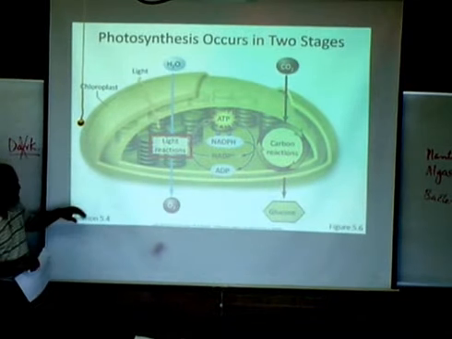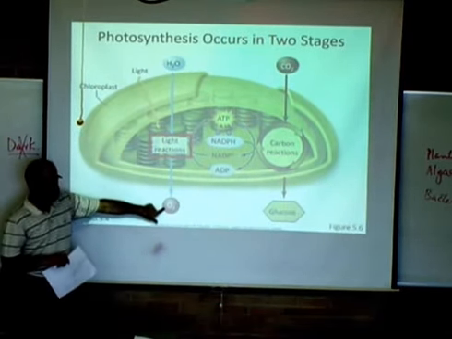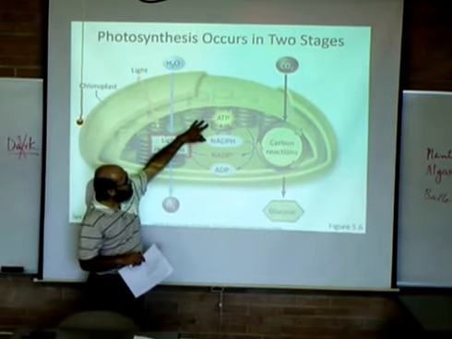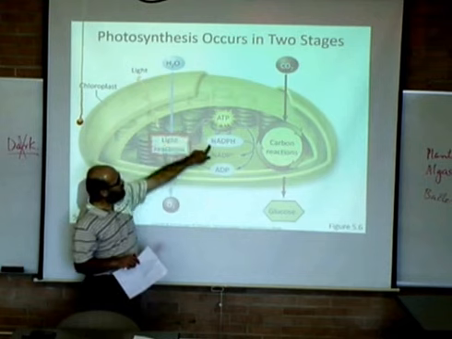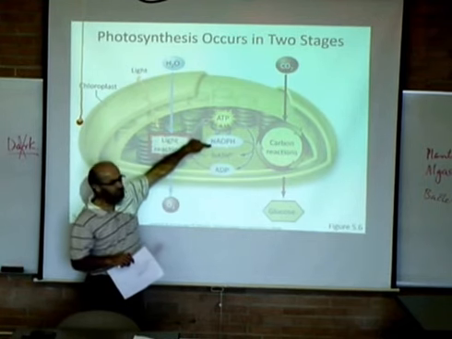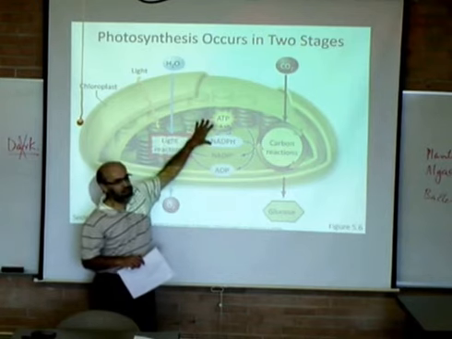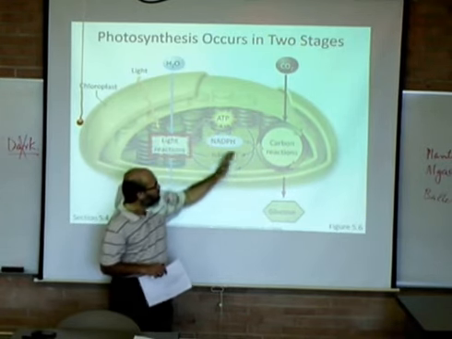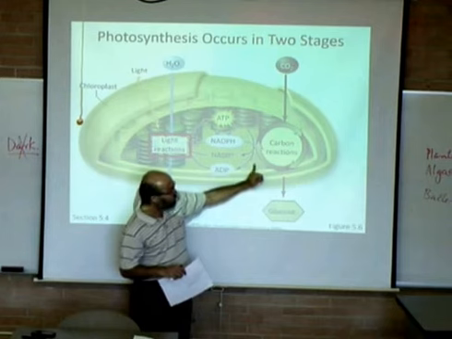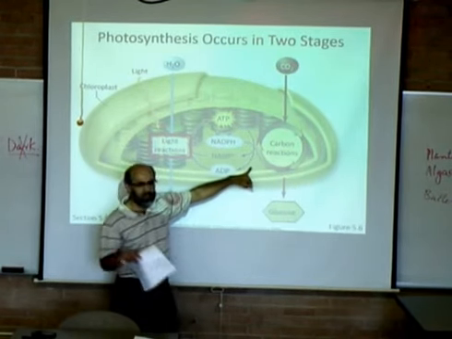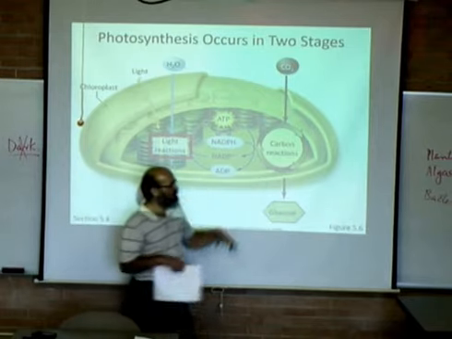The product of the second stage is just glucose. The products of the first stage are three. One is oxygen, and the other two are the ATP molecule and the NADPH molecule. This is the electron carrier, and this is the source of energy. Both of those are needed to produce glucose. Glucose is produced in this part of the chloroplast, which is the fluid part, and its name is stroma.